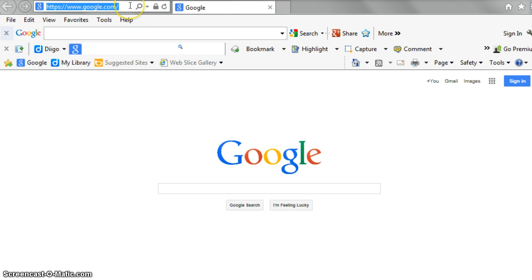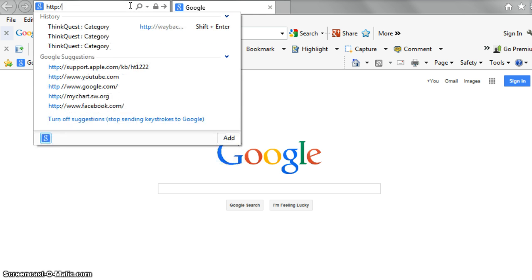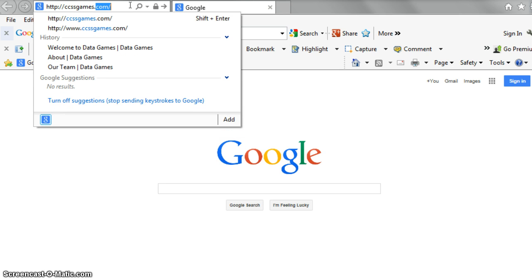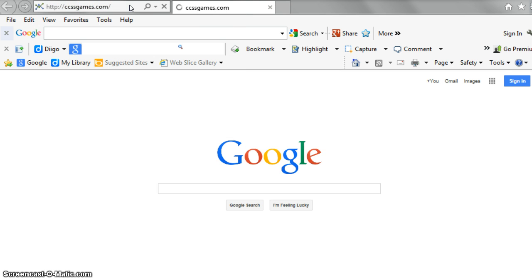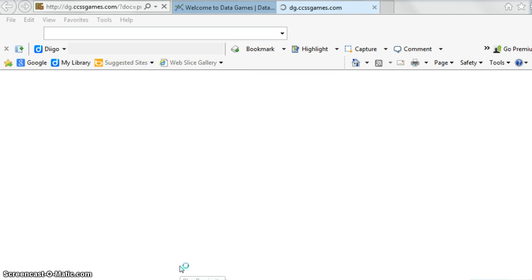Type the web address that is located on the first page of your handout. It is http://ccsgames.com. This takes us to the Data Games website, and we'll be playing Proximity, which is the game in the middle, so click on its purple play button.